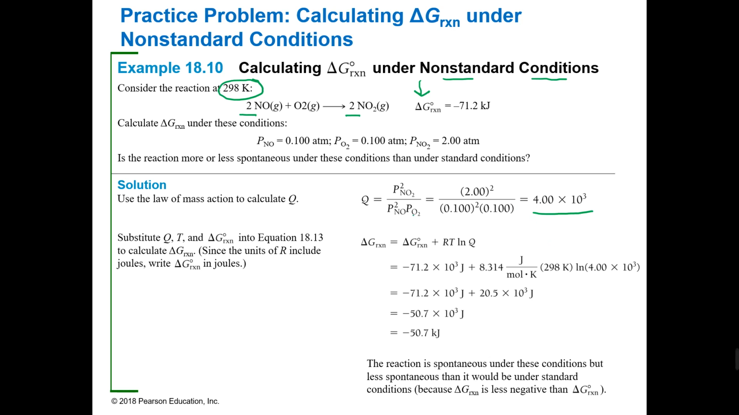Once I have Q and I'm given delta G naught, I can simply just plug and chug. It becomes very easy. I plug in my delta G naught, my ideal gas law constant, my temperature, which has conveniently already been converted for you into Kelvin, and then natural log of Q. I just solved for Q, so I've got to take my natural log of Q. I put all that in, I plug and chug, and I find delta G, the reaction, to be negative 50.7 kilojoules, which means in these conditions, this reaction is, in fact, spontaneous.